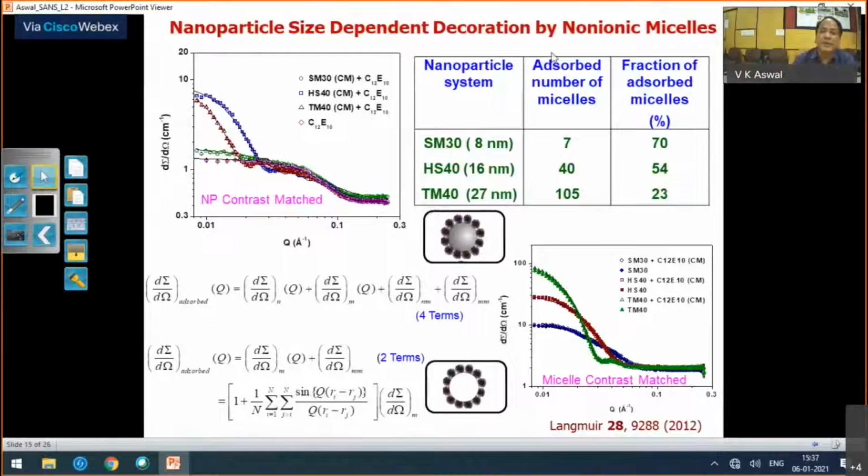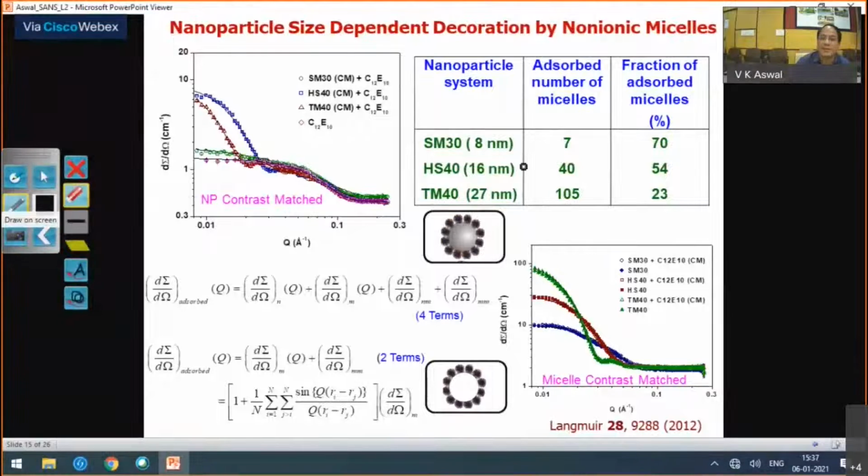So this figure shows the adsorption of these micelles for different size nanoparticles. So these are 8, 16, 27 nanometer. And how many are adsorbed actually. So when you have a small size, this number is small. And when the size is increased, your number of adsorption is also increased. But the fraction of adsorbed micelles decreases, because when the size increases, the average surface area of the nanoparticle also decreases for the given concentration of nanoparticle.